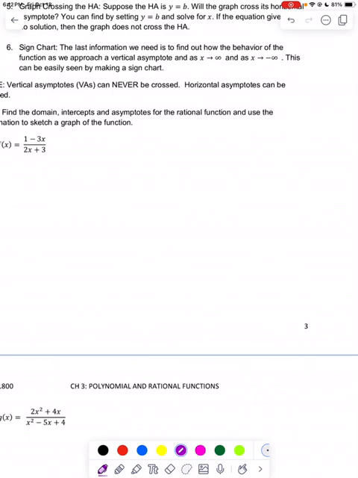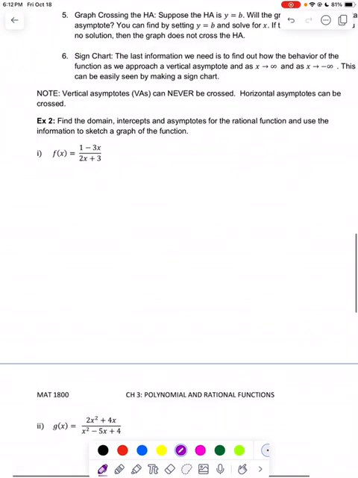So we start out, by the way, this is interesting. This is a linear function divided by a linear function. When you have this situation, you can actually convert it into a transform of the function 1 over x. So remember, our function 1 over x looks like this.